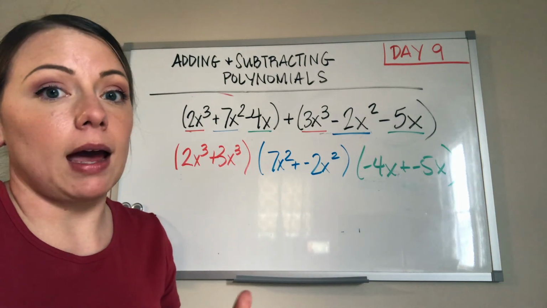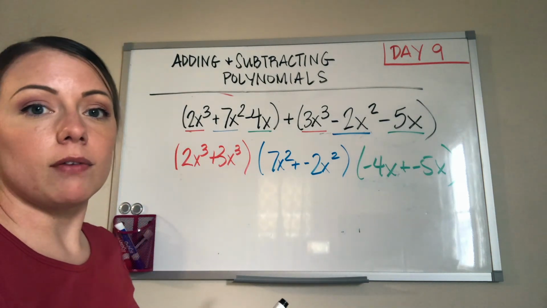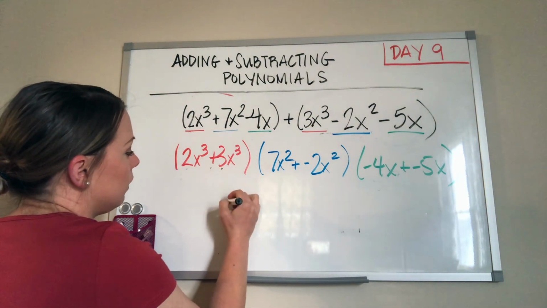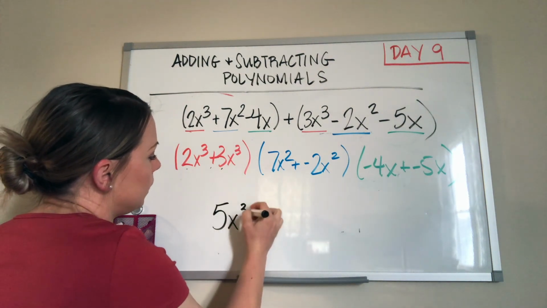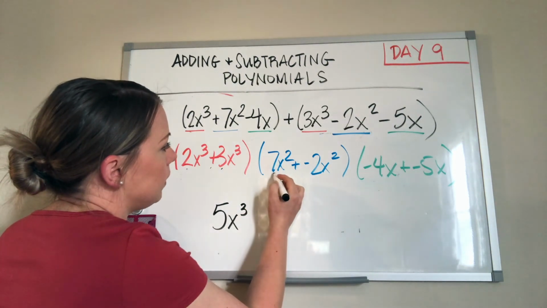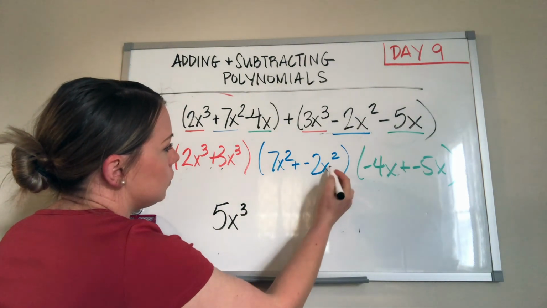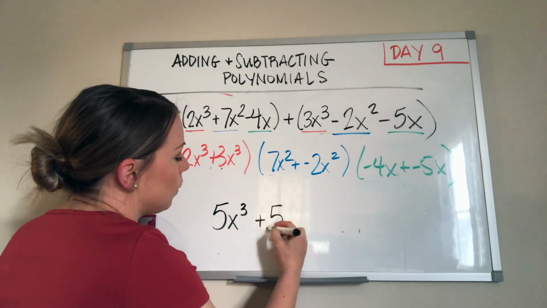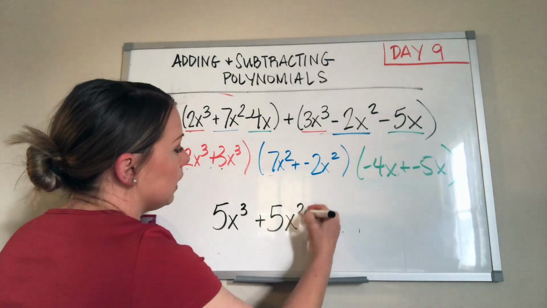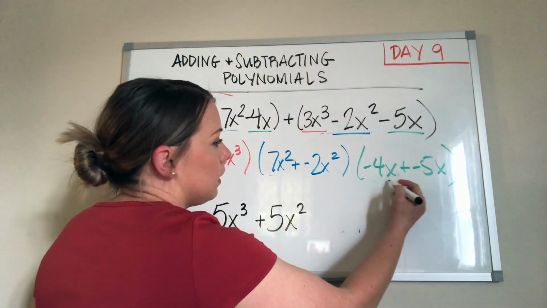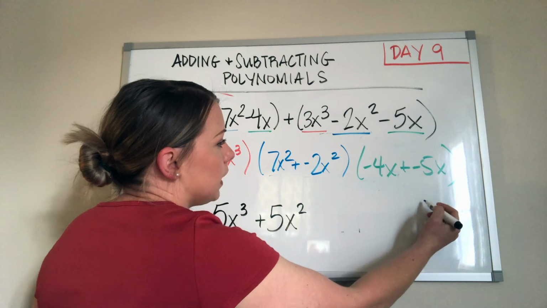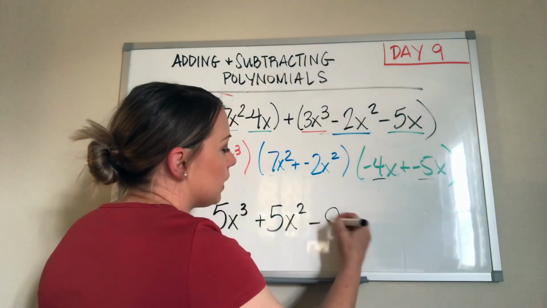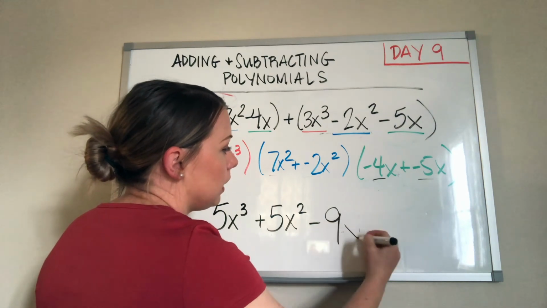Now let's actually add or subtract those together depending on if I have positives and negatives. So I have 2 plus 3, therefore I have 5x cubed. Then I have 7x squared plus negative 2x squared, so I actually have 7 minus 2, which is a positive 5, so it will be plus 5x squared. And then right here I have negative 4x plus a negative 5, so I actually have negative 4 minus 5, which is negative 9, so I have a minus 9x.